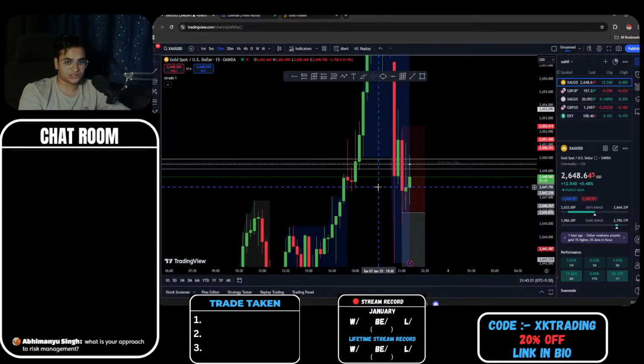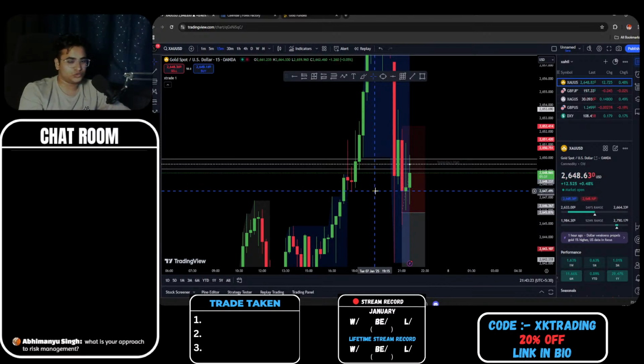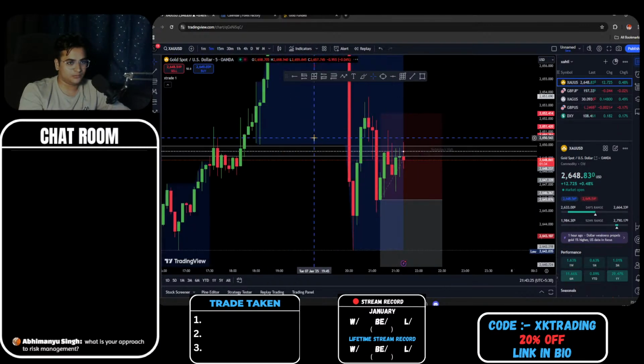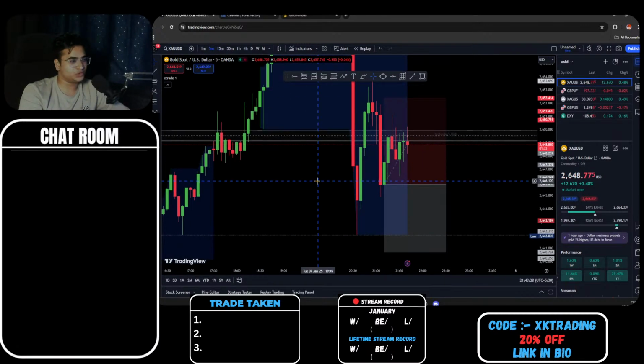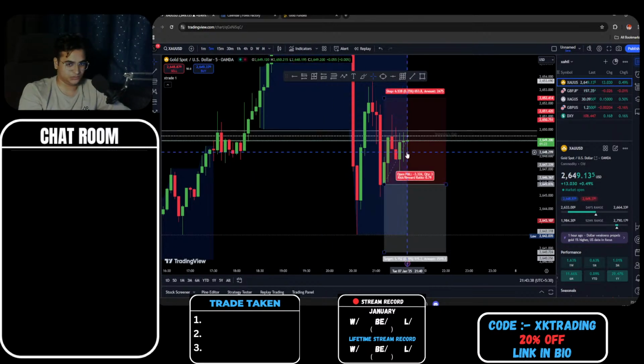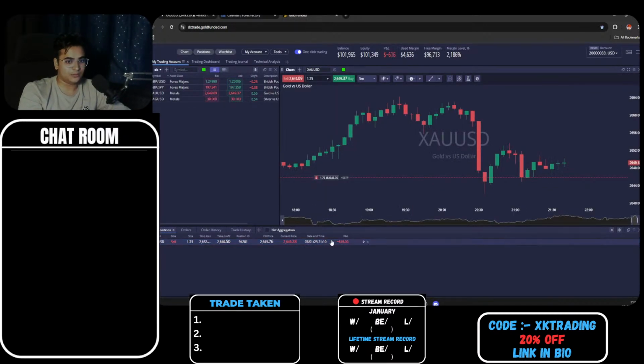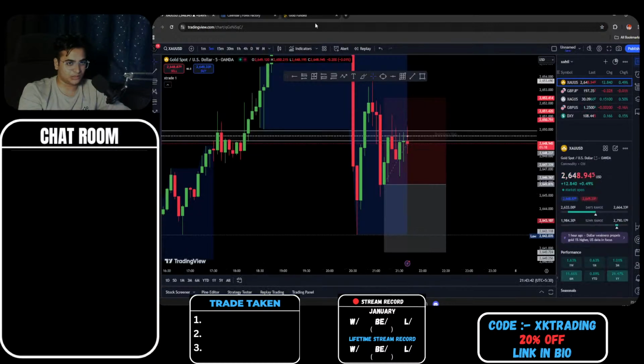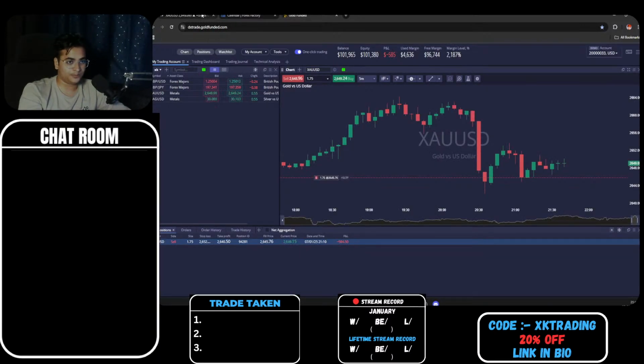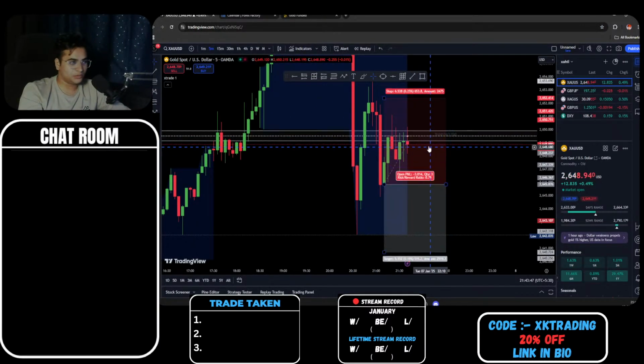What is your approach to risk management? So most of my trades are mainly based on percentage wise. Okay, so look at your account size, and see what is the percentage that you are comfortable to lose. So for right now, I am losing on this trade 1%, which is the profit that I made. Okay, so I'm comfortable to lose that.